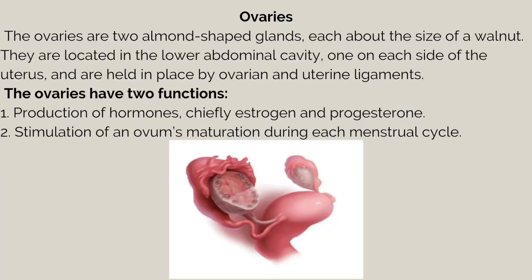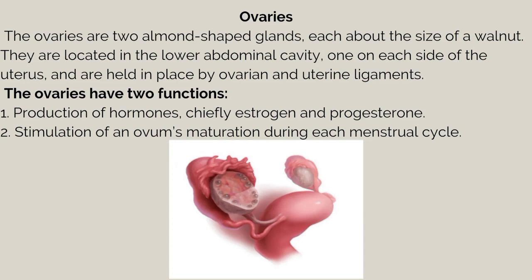The ovaries are two almond-shaped glands, each about the size of a walnut. They are located in the lower abdominal cavity, one on each side of the uterus, and are held in place by ovarian and uterine ligaments. There are two functions of the ovaries. The first one is the production of hormones, chiefly estrogen and progesterone. The second is stimulation of an ovum's maturation during each menstrual cycle.